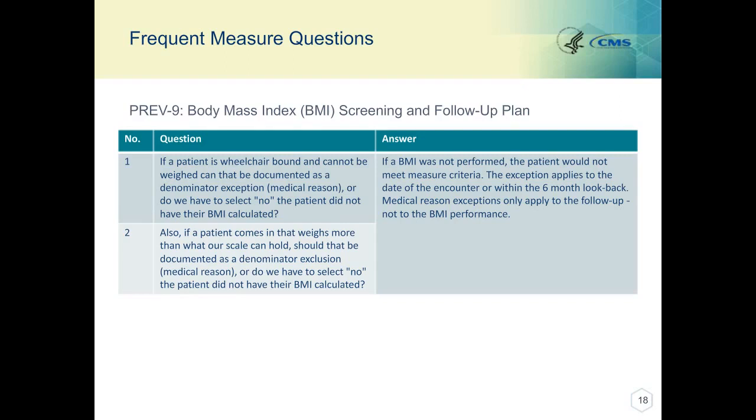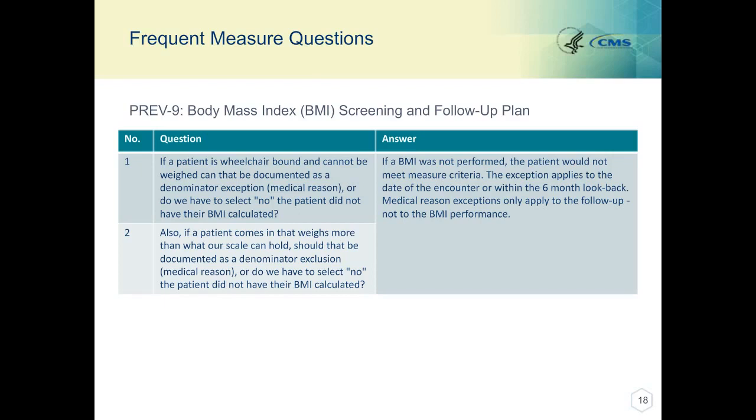And in this case, I believe the question should have really been written as denominator exception, a little bit different than denominator exclusions. The answer for both of these questions, as to whether the patient is wheelchair bound or if the scale cannot get an accurate weight for a particular patient, is that if a BMI was not performed, the patient would not meet the measure criteria.